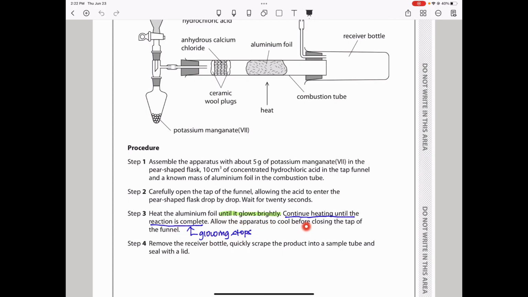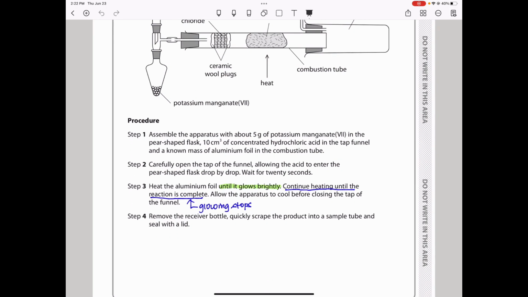Allow the apparatus to cool before closing the top of the funnel. Remove the receiver bottle quickly. Scrap the product into a sample tube and seal the lid. We are sealing the lid after basically scrapping out the sample. I will go to the question page.